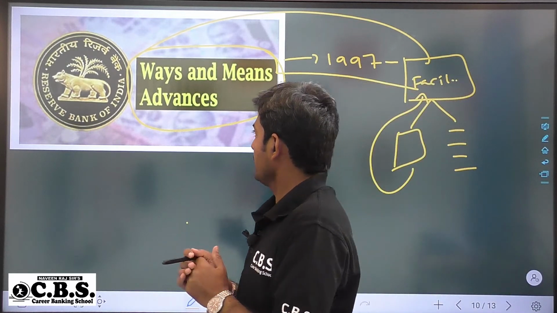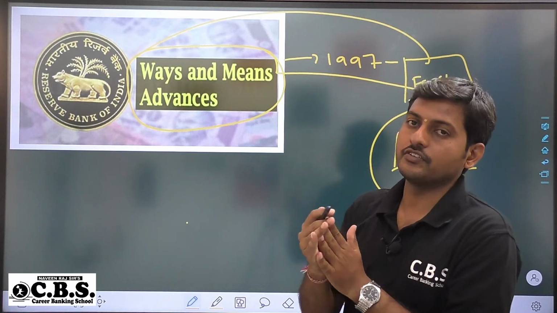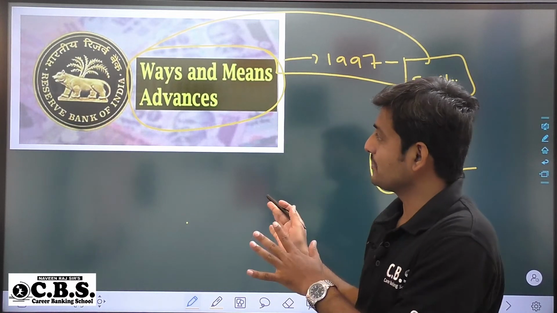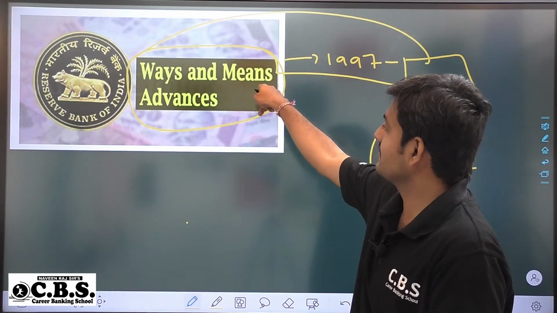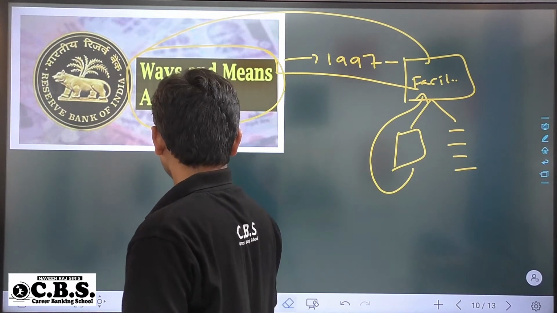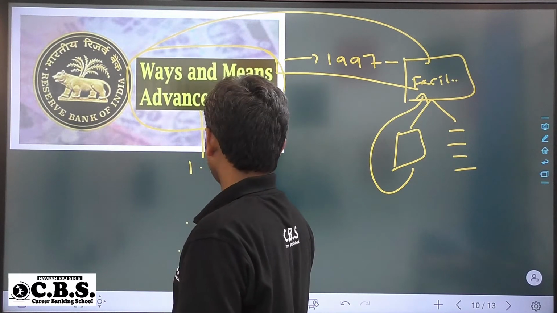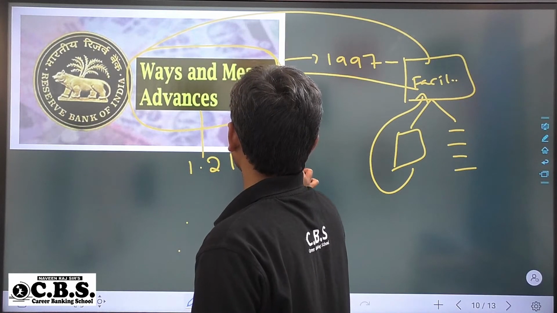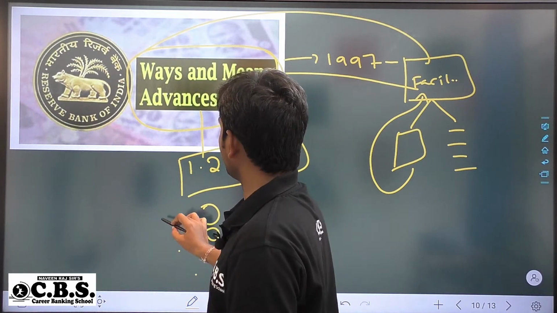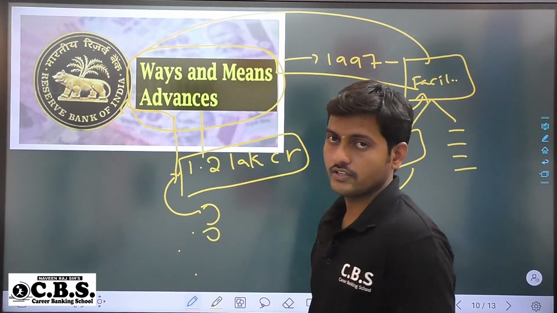Recently, Reserve Bank of India has set a limit for the central government to borrow money from Reserve Bank of India. That is why this term ways and means advances has come into news. So recently Government of India has set a limit of 1.2 lakh crore. This is the limit that the central government can borrow money from Reserve Bank of India.